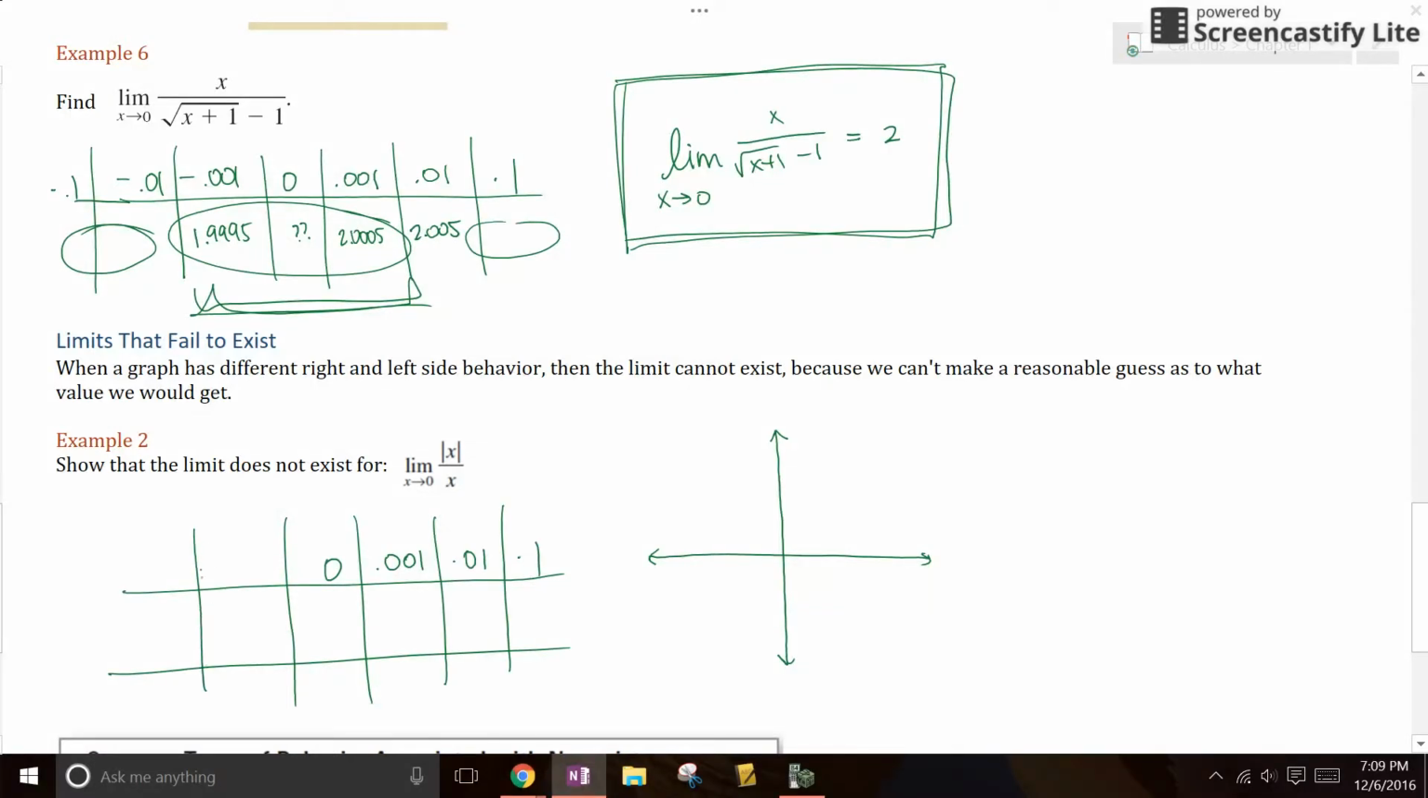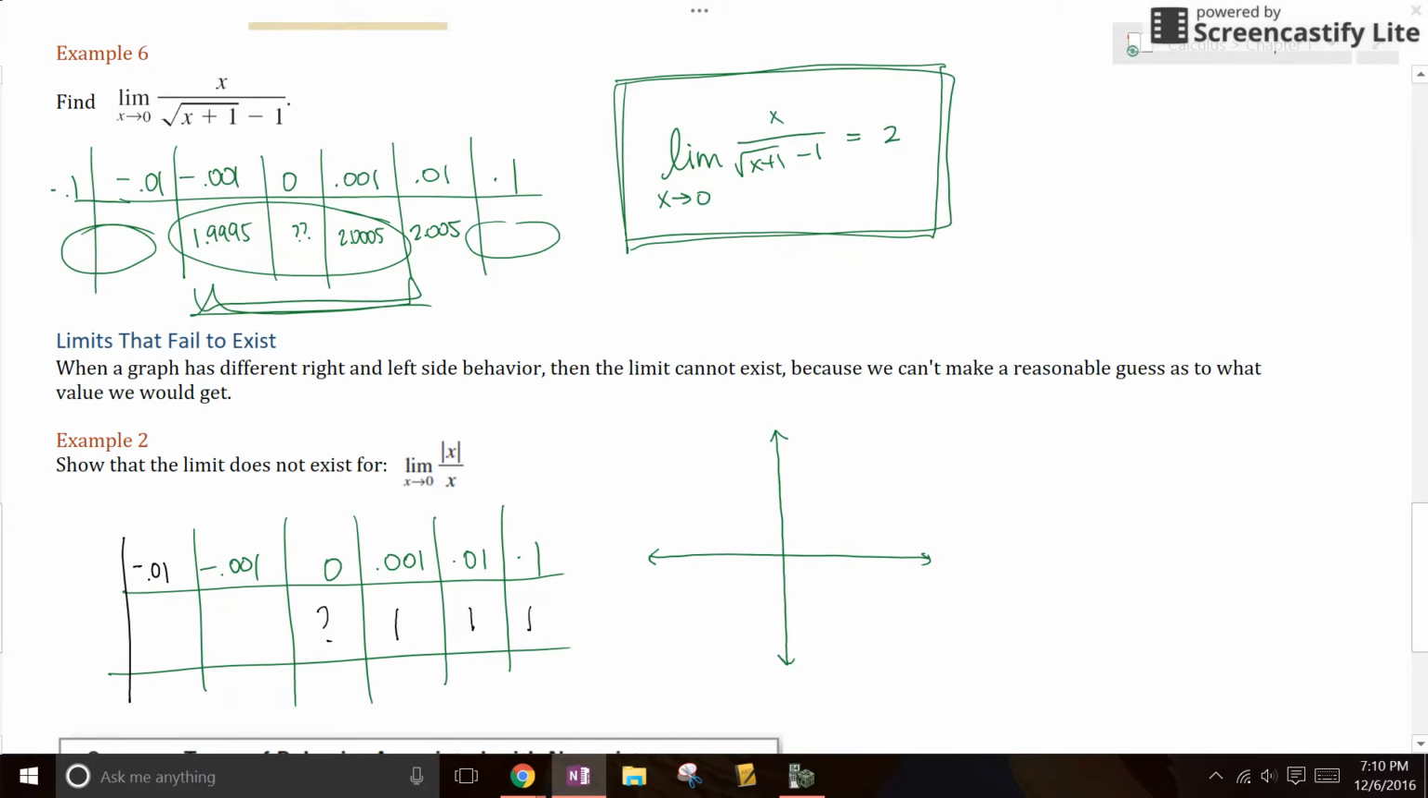And on the negative side, negative 0.001 and negative 0.01. Change colors there. That's always fun. Plugging in 0, we get 0 over 0. That's no help. But if I put in 0.001, I get 0.001 over 0.001, that's 1. If I plug in 0.01 over 0.01, that's 1. Plug in 0.1 over 0.1, that's 1.